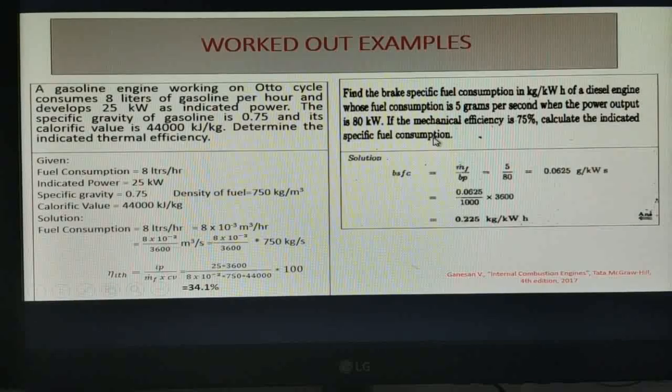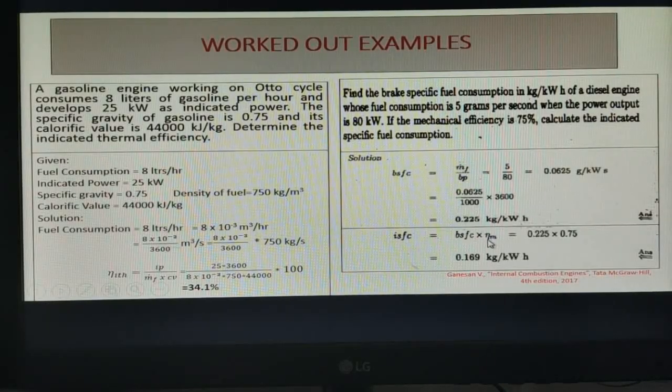Now we have to find the indicated specific fuel consumption, but the given data is the mechanical efficiency. As I told you, mechanical efficiency can also be found if you know the values of brake specific fuel consumption and indicated specific fuel consumption. The mechanical efficiency is the ratio of indicated specific fuel consumption divided by brake specific fuel consumption. So indicated specific fuel consumption is equal to brake specific fuel consumption into mechanical efficiency. Substituting these values, we get the indicated specific fuel consumption as 0.169 kg per kilowatt hour.